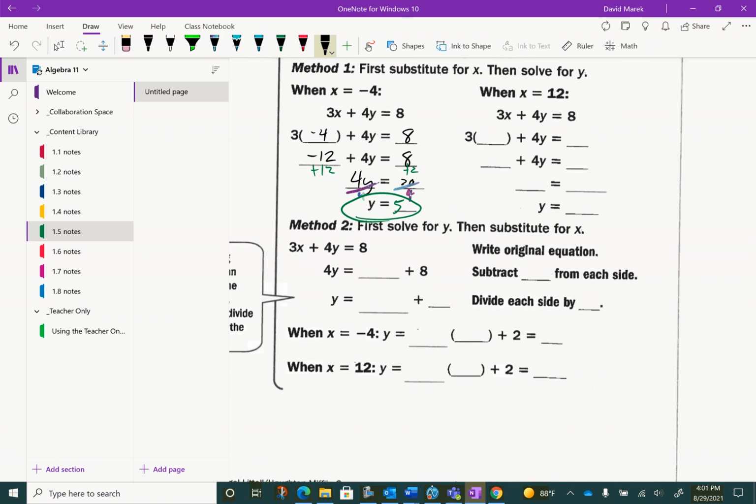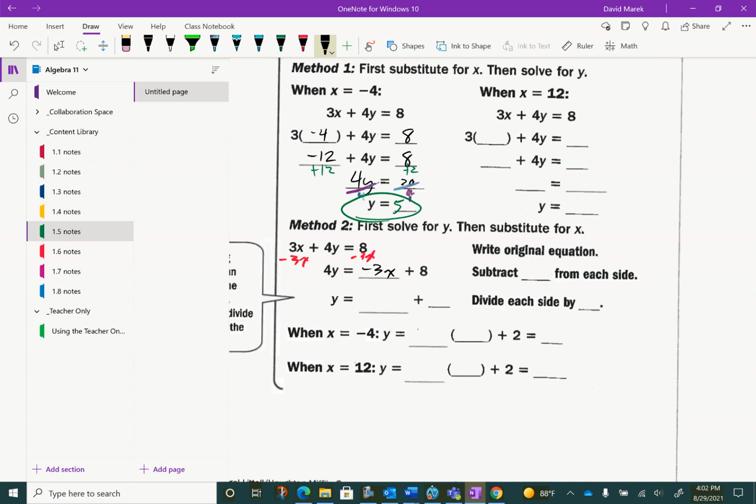Now, another way we could do this here, if we're going to have to put in negative 4 for x, and then put in positive 12, and maybe put in more and more and more, maybe we should come down here and solve for what y equals first, and then the substitution might be faster, it might be easier, okay? So if we're going to solve for y, we want to get that y term by itself. So we'll have to subtract 3x from both sides. So we get 4y is equal to negative 3x plus 8.